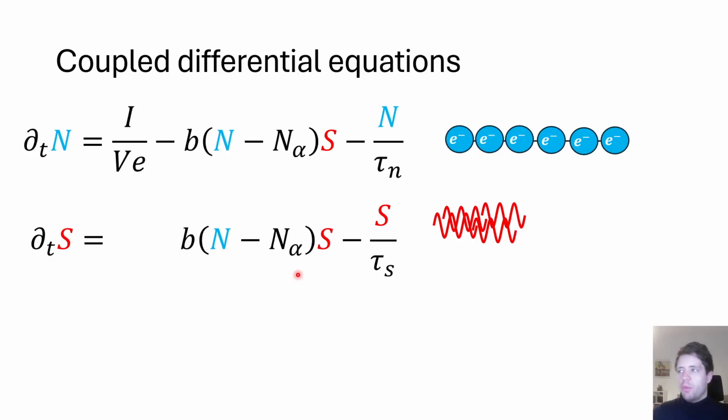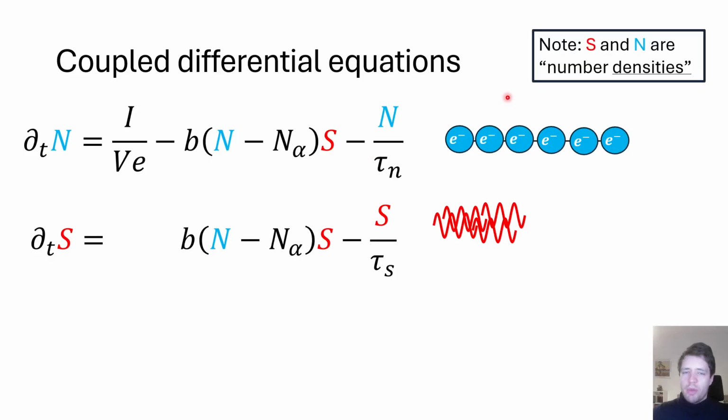All in all, we can write down these two coupled differential equations for the rate of change of the number of charges in the conduction band, and the rate of change for the number of photons within the cavity. Note that this term here is the number of charges added by the current that we are supplying. This is the stimulated absorption part, and this is the spontaneous loss due to recombination. Note also that when I write S and N, I'm actually talking about the number densities, so the number of charges per unit volume, like so, and the number of photons per unit volume as well.